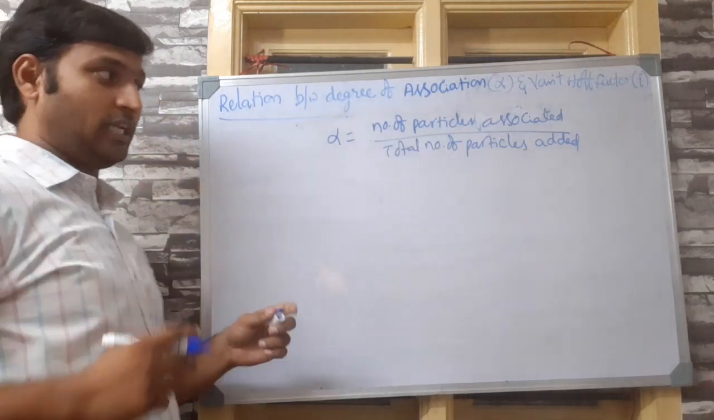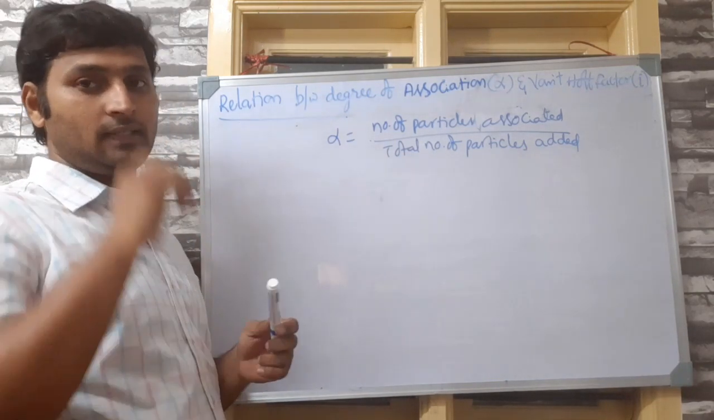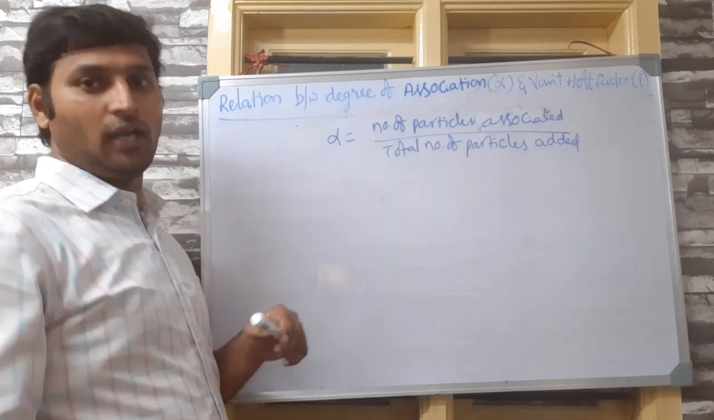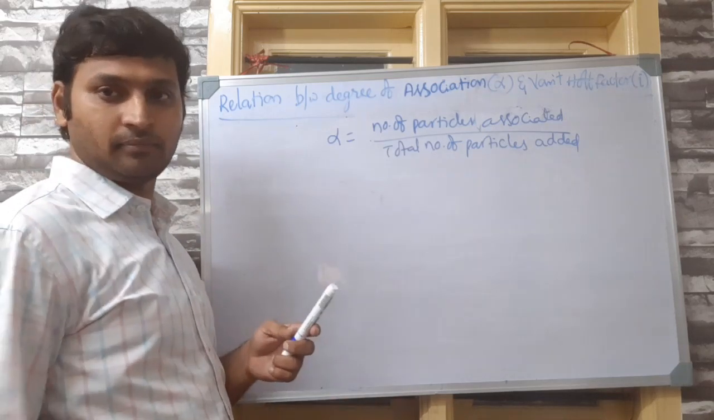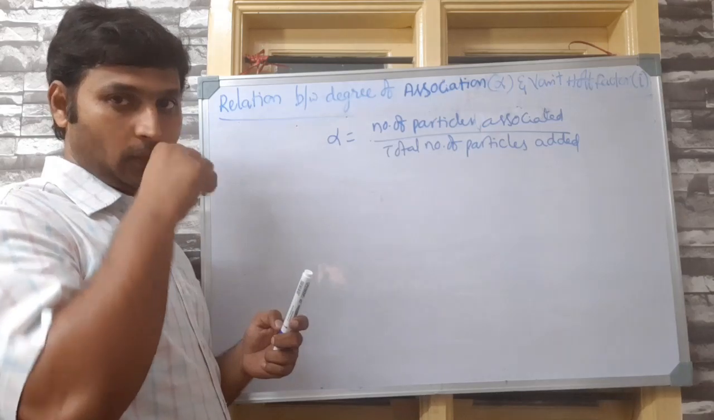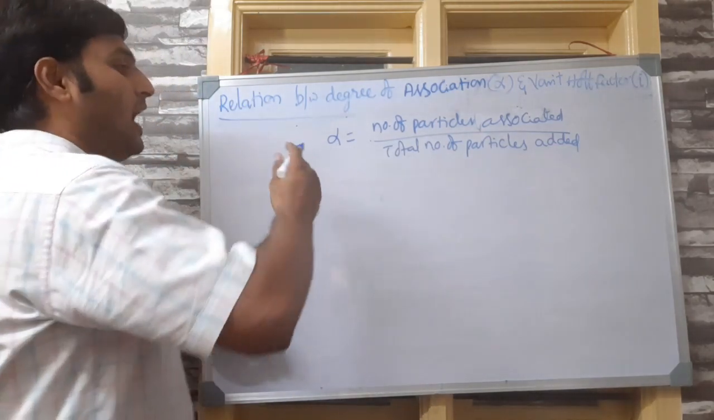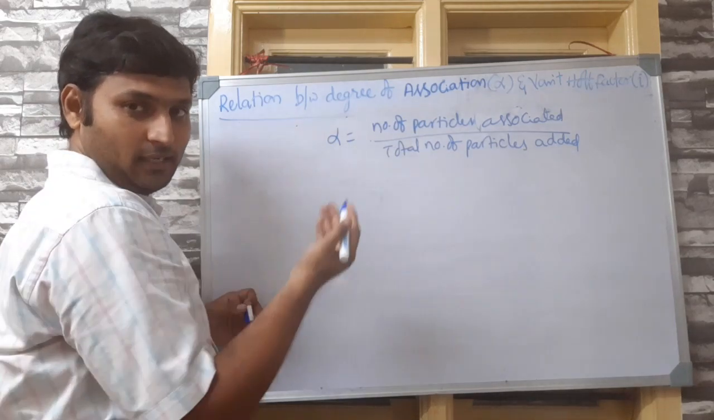Number of particles associated divided by total number of particles added. That means out of a billion molecules, say 3/4 of them are involved in association and 1/4 of them did not. Likewise, that is alpha, the degree of association. Now I can show association in the reverse manner. How?